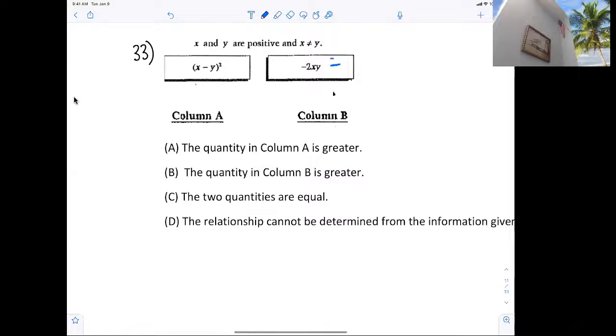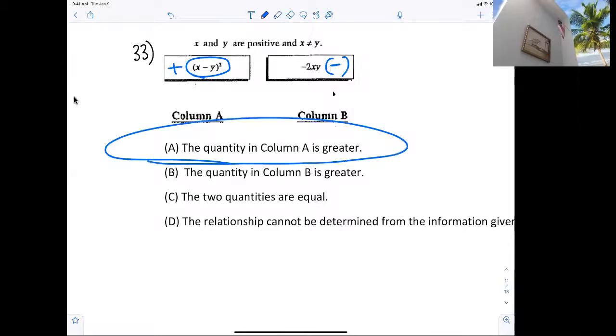Column B must be what? Column B must be negative. Column A must be what? Must be positive because I'm squaring something. So it must be positive. Therefore, column A has to be greater. That is really good. Really good.